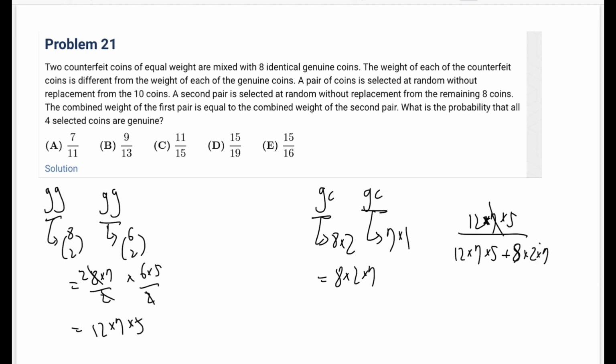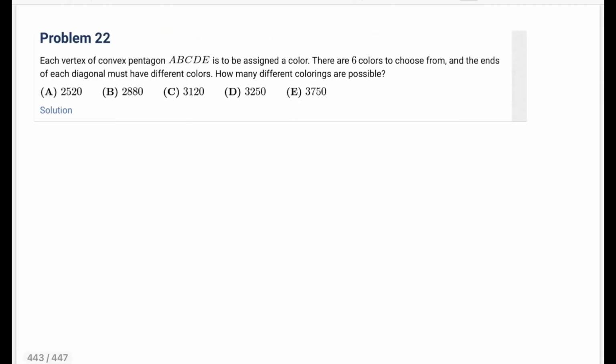So let's divide by 7 and by 4. So this will be 3, this will be 3, and this will be 2. So this will be 3 times 5, which is 15, plus 2 times 2, which is 4. So this would be 15 over 19. The answer is D.